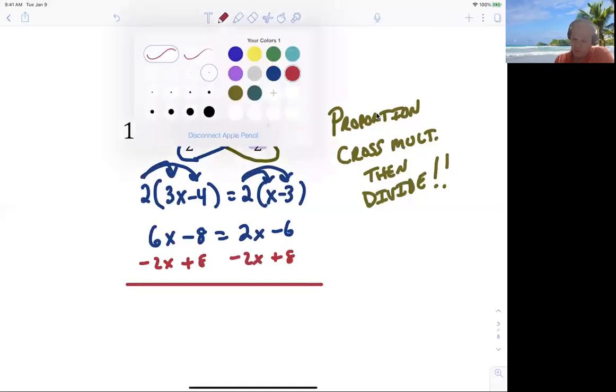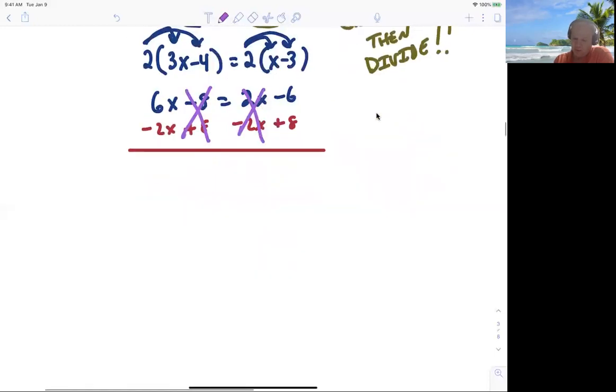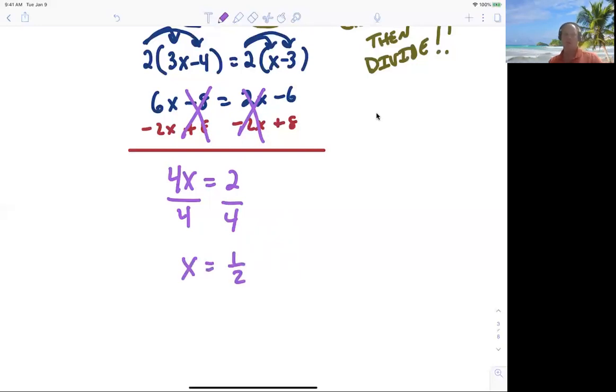This right here cancels, this cancels. So now you have 4x equals 2 divided by 4. Now 2 divided by 4 is not 2. Remember, that's a fraction. 2/4 reduces to 1/2. Okay?